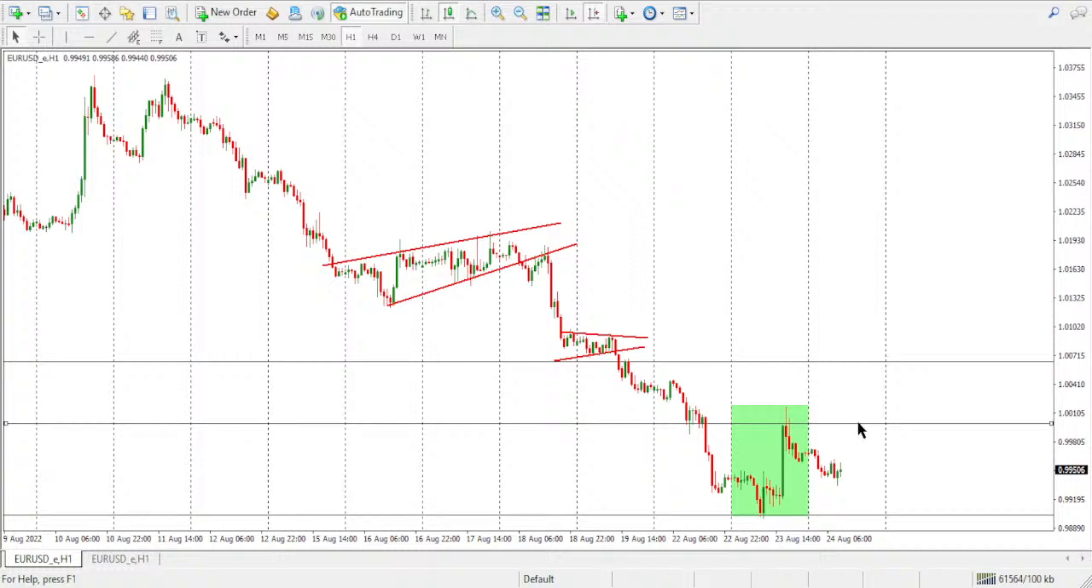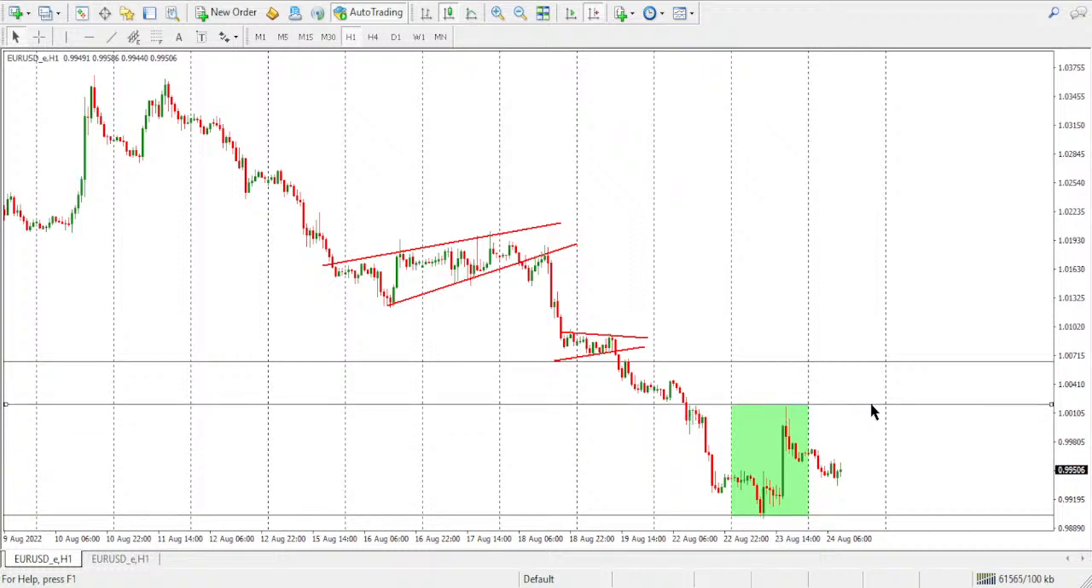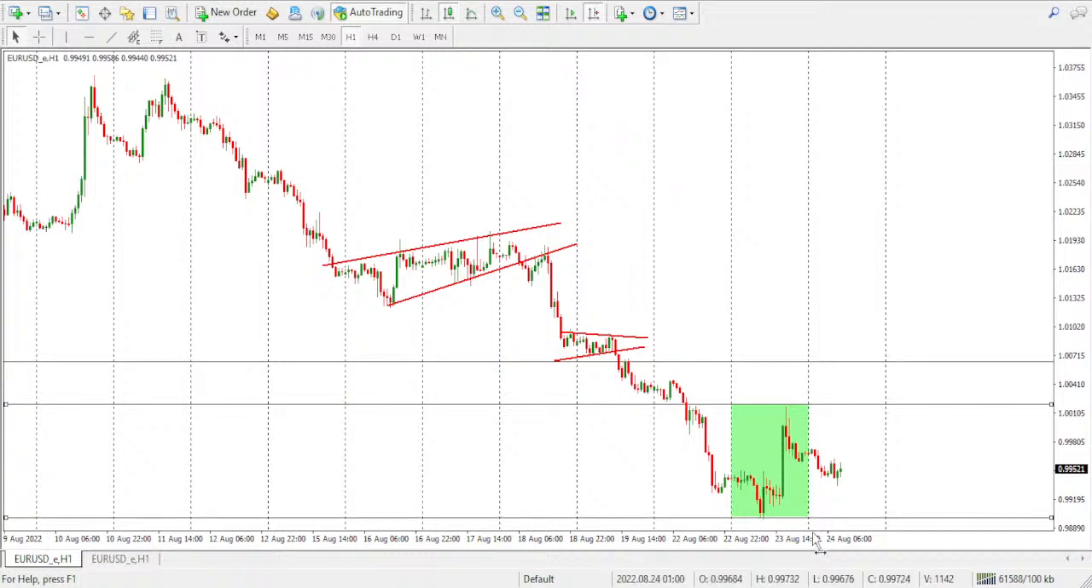We expect that if the price breaks above this line, the previous day's highest high is 1.00204. The previous day's lowest low is 0.99008. So in case the price breaks above this line here, we expect it to continue to the upper side. And in case the price breaks below this lower line, then we do expect it to continue to the lower side. That's my opinion as it is now.